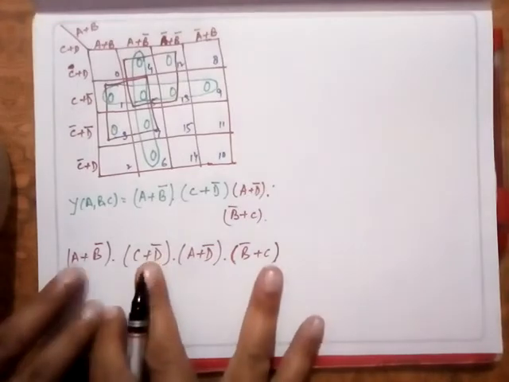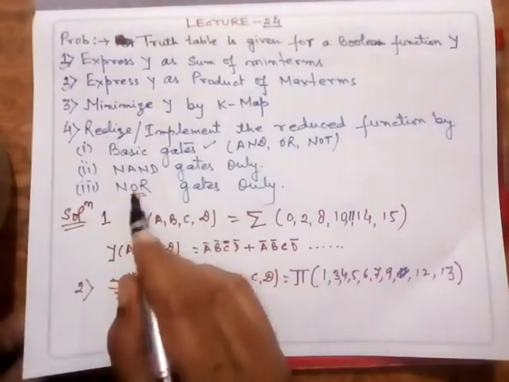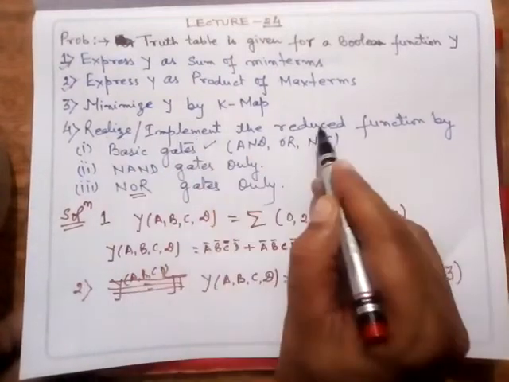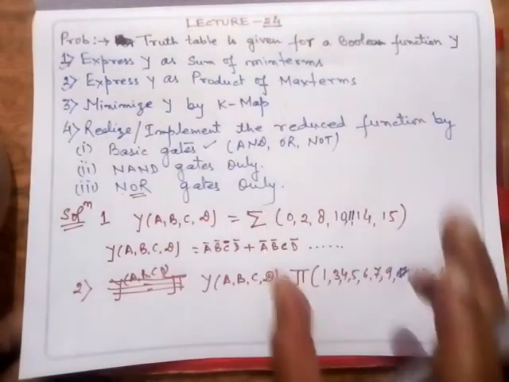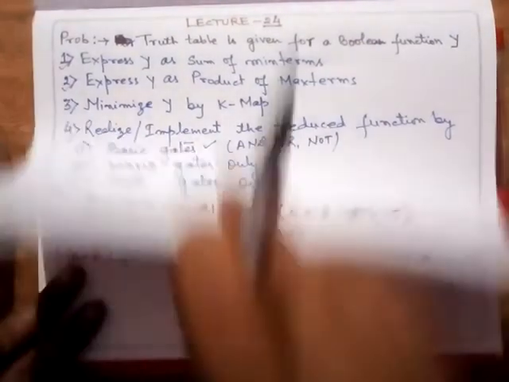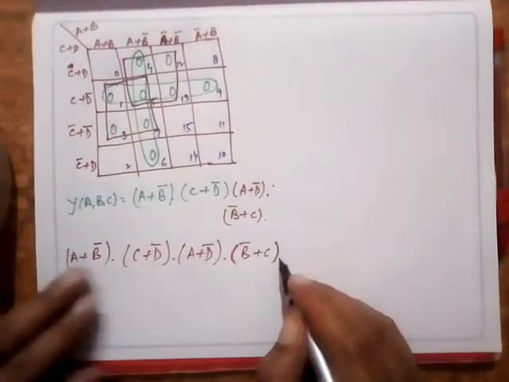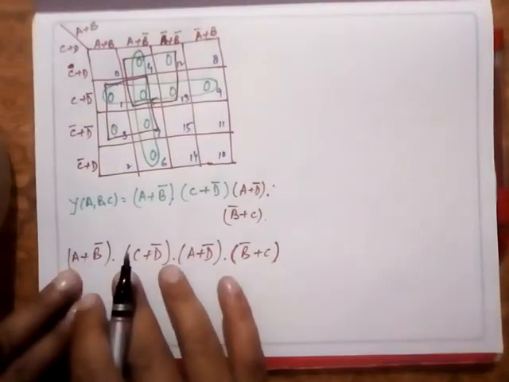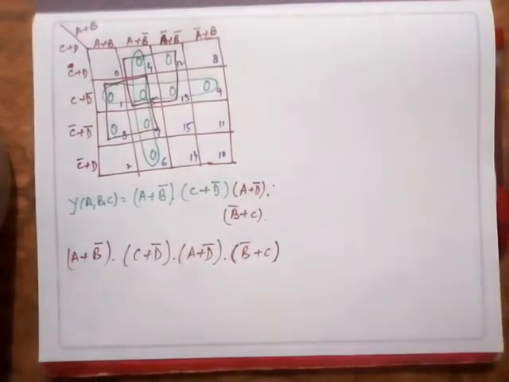Now it is asked to implement this by NOR gates only. I am solving this actually. Implement or realize the reduced function by NOR gates only. So I have to reduce this function first of all into POS form. I have reduced this into POS form, and this is the corresponding POS form. So I need a NOR gate for each of these four terms, and overall it is given to a common NOR gate.